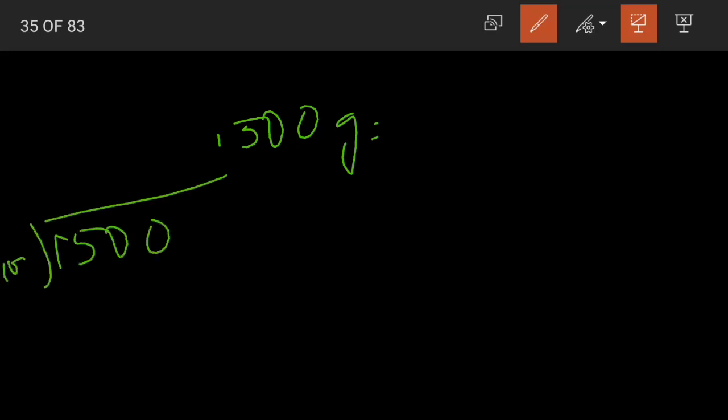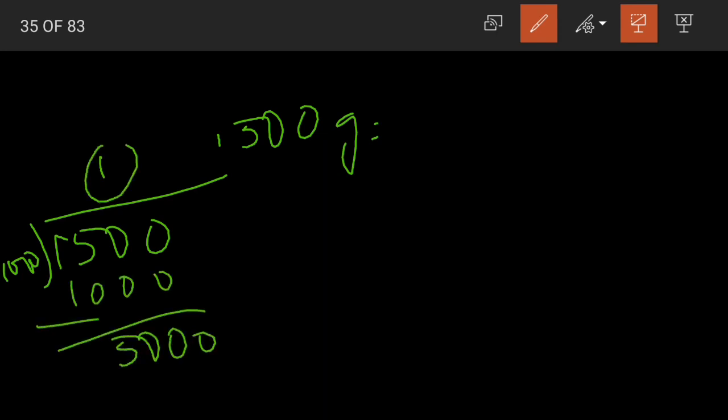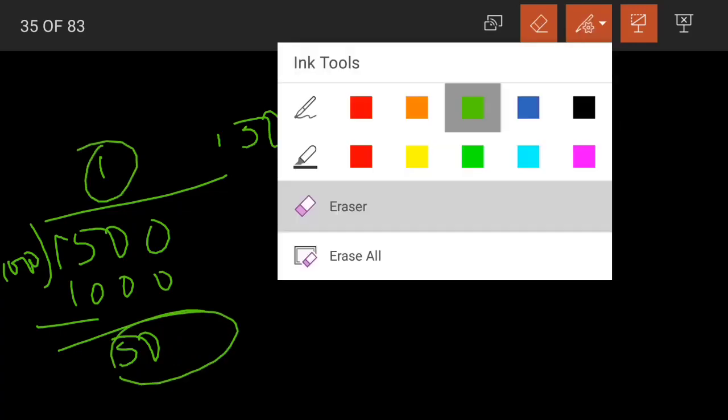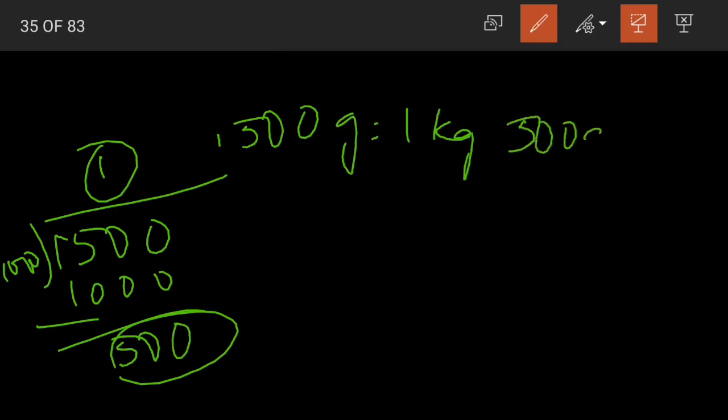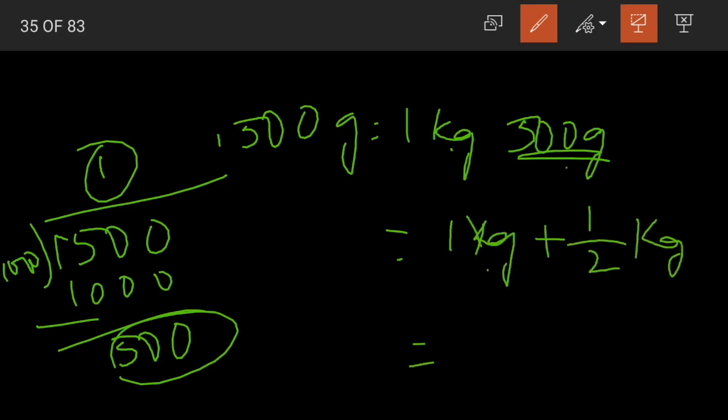Next 1500 grams. 1500 grams is equal to how much? When we divide it by 1000, we have 1000 ones are 1000 and 500 is remaining. So that will be equal to 1 kg and 500 grams remaining. 1 kg 500 grams. We already know what is 500 grams: 500 grams is 1 by 2 kg. 1 kg plus 1 by 2 kg. When we combine, it will be 1 1 by 2 kg.